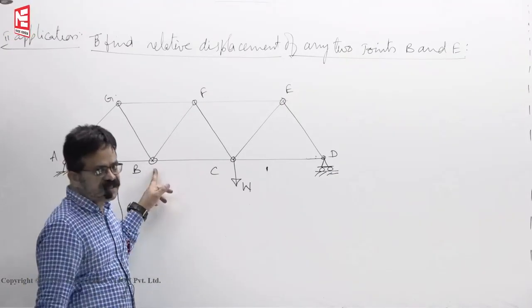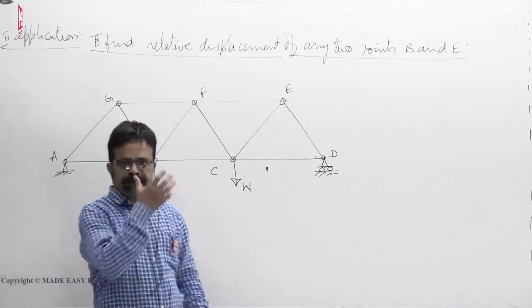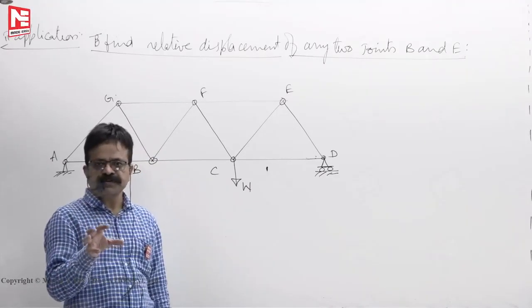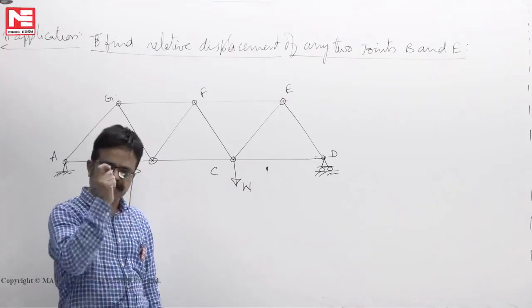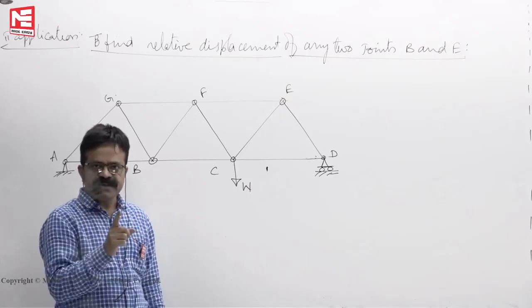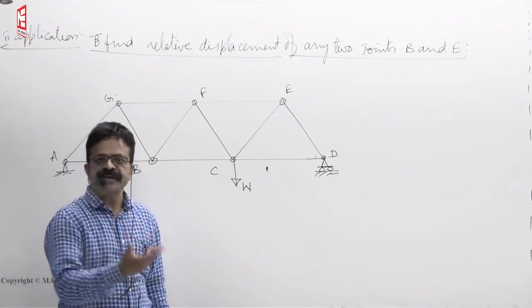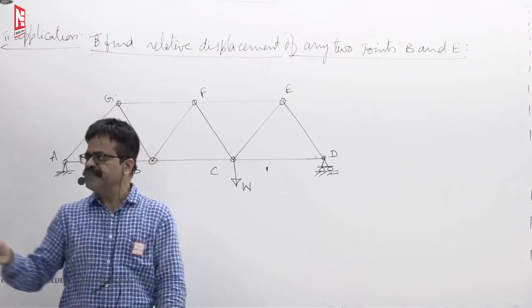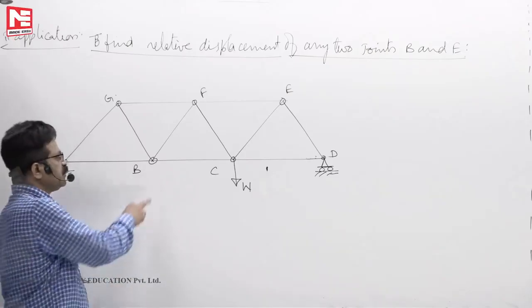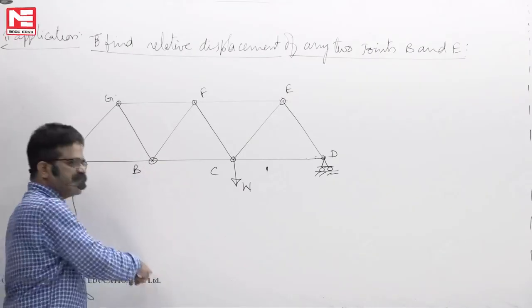I cannot use Castigliano's theorem 2. Theorem 2 tells you that in a structure, if you want to find a displacement at any point, there must be a load. If load is not there, as in the strength of materials, you have to take a dummy load whose magnitude is 0. And it is not necessary that I should find vertical displacement only.